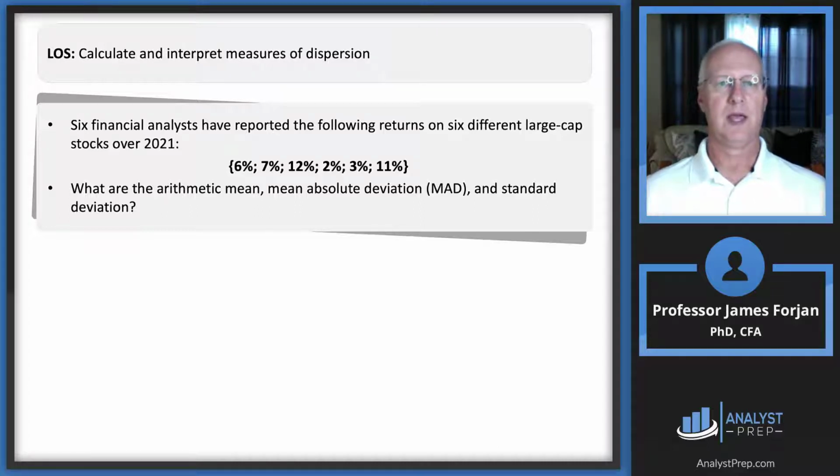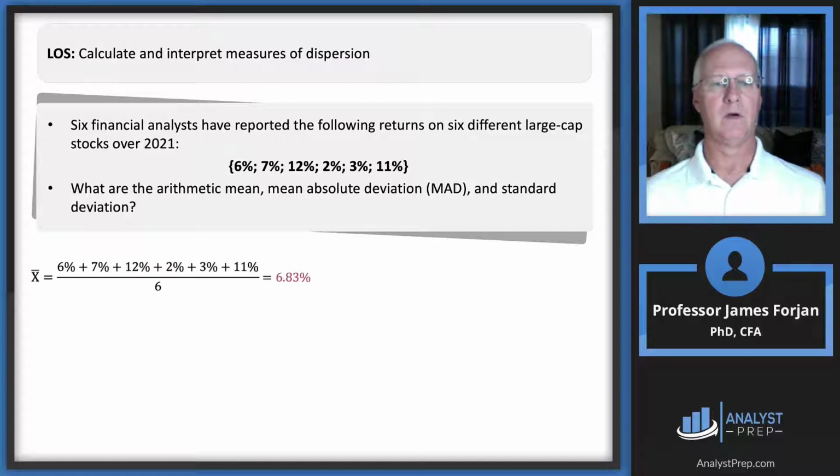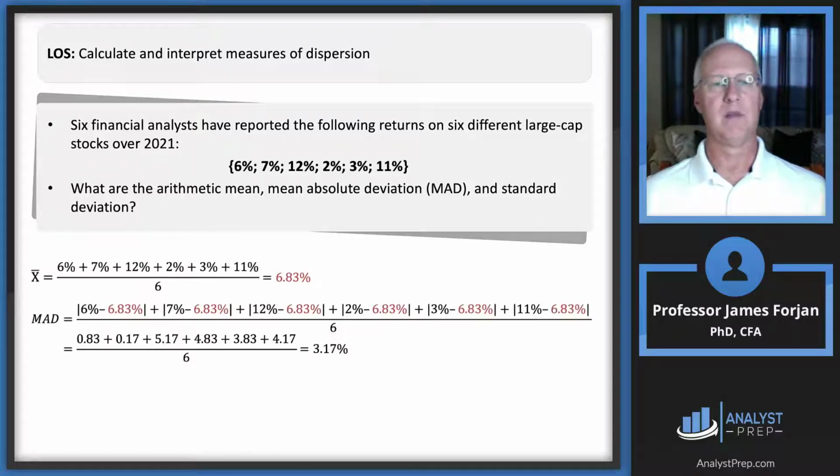So let's go ahead and compute a handful of these things. We have the returns on 6 different large cap stocks over 2021. So we have the population data. We've identified that as the year 2021: 6, 7, 12, 2, 3, and 11. So here's our arithmetic mean. Just sum those and divide by 6.